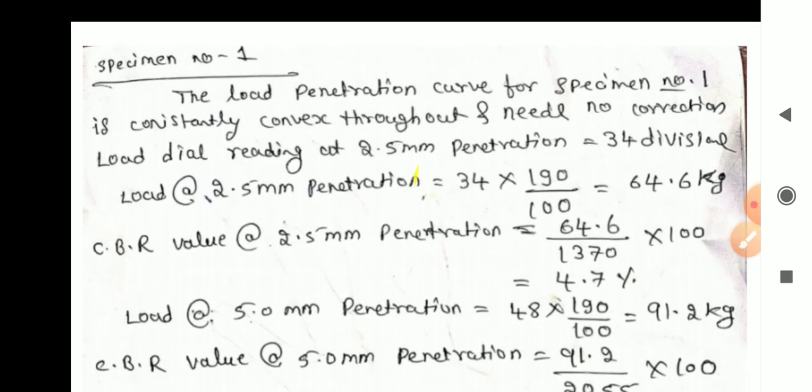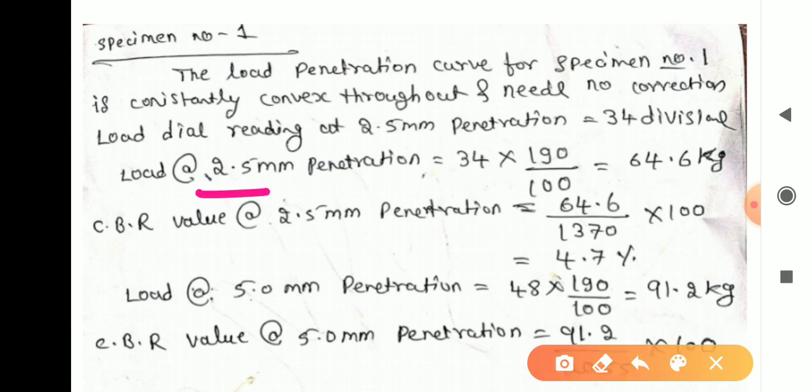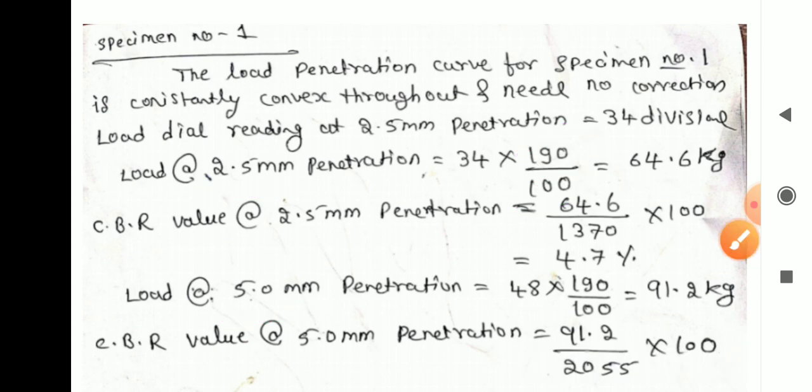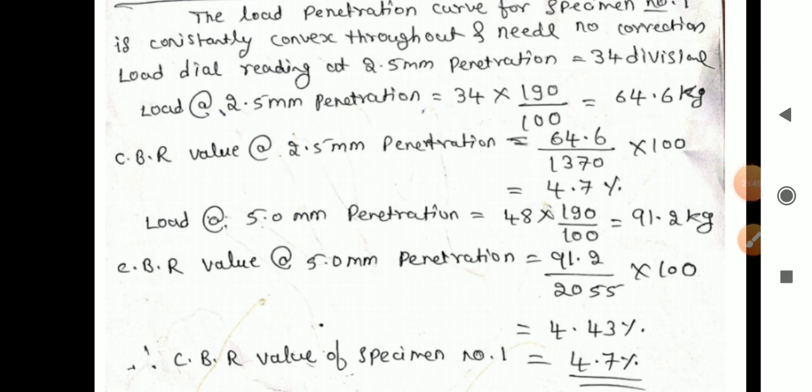The load penetration curve for specimen 1 is consistently convex throughout and needs no correction. The load dial reading at 2.5 mm penetration is 34 divisions, which is given. We have to find CBR at 2.5 mm and 5 mm penetration. 34 into 190, where 190 kg is the load for 100 divisions as mentioned in the question, so we get 64.6. CBR value for 2.5 mm penetration is equal to 64.6.